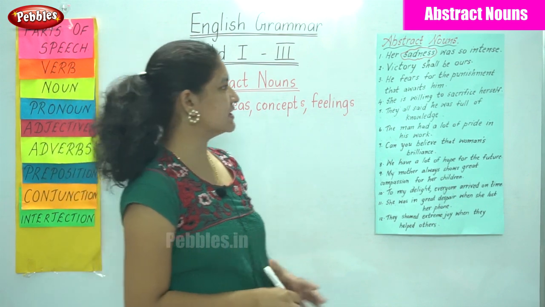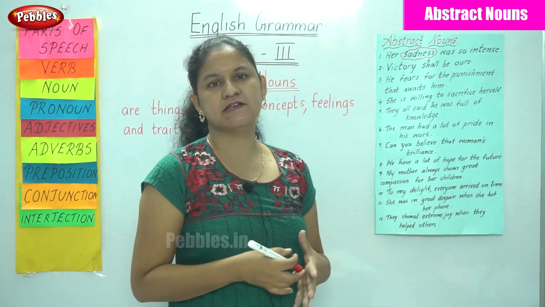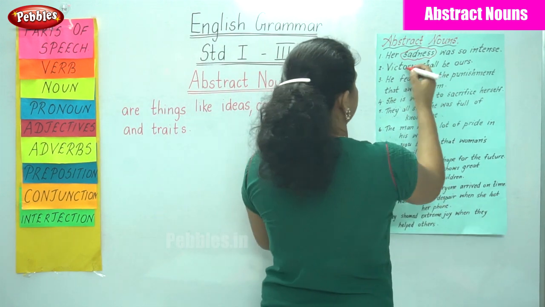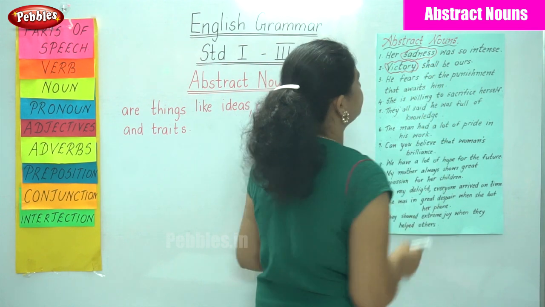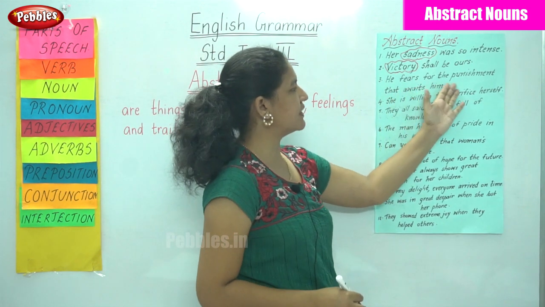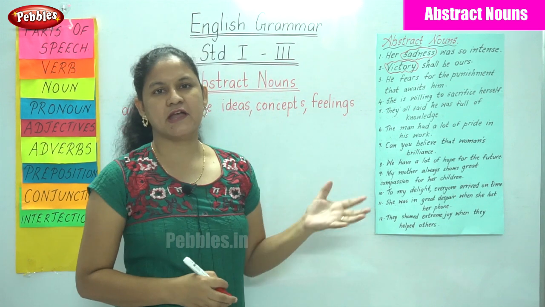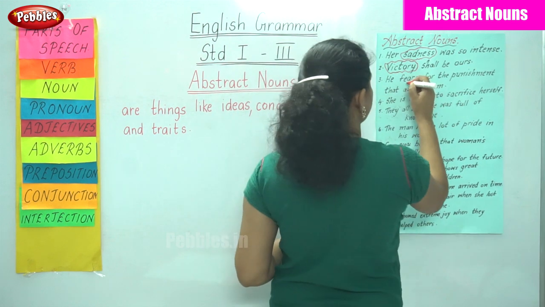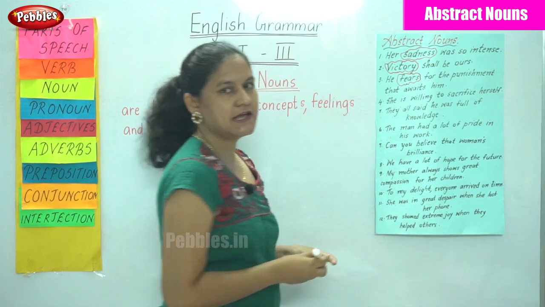The next sentence is, victory shall be ours. Victory again is something that can be felt. So victory is the abstract noun in the sentence. Victory shall be ours. The next sentence, he fears for the punishment that awaits him. So we have a kind of feeling called fear. So I circle the word fear. He fears for the punishment that awaits him.